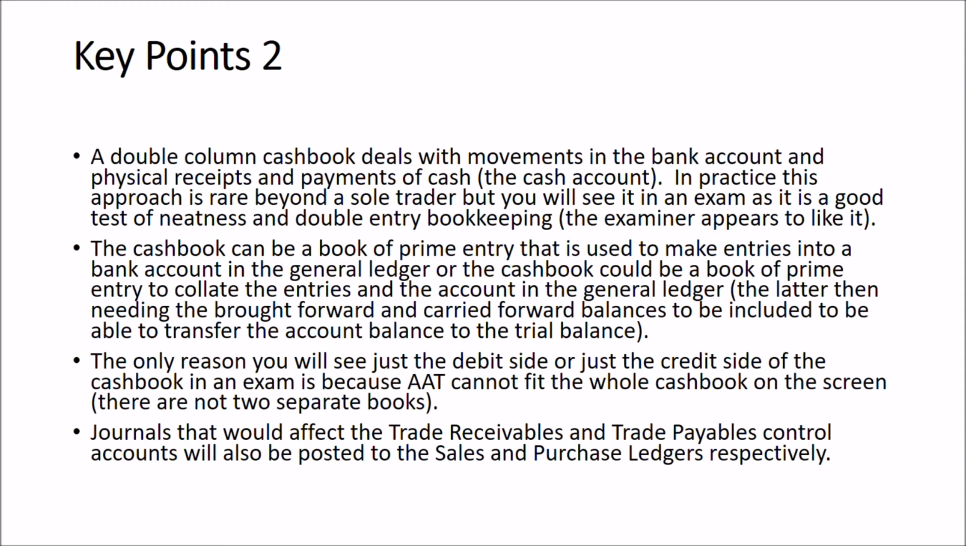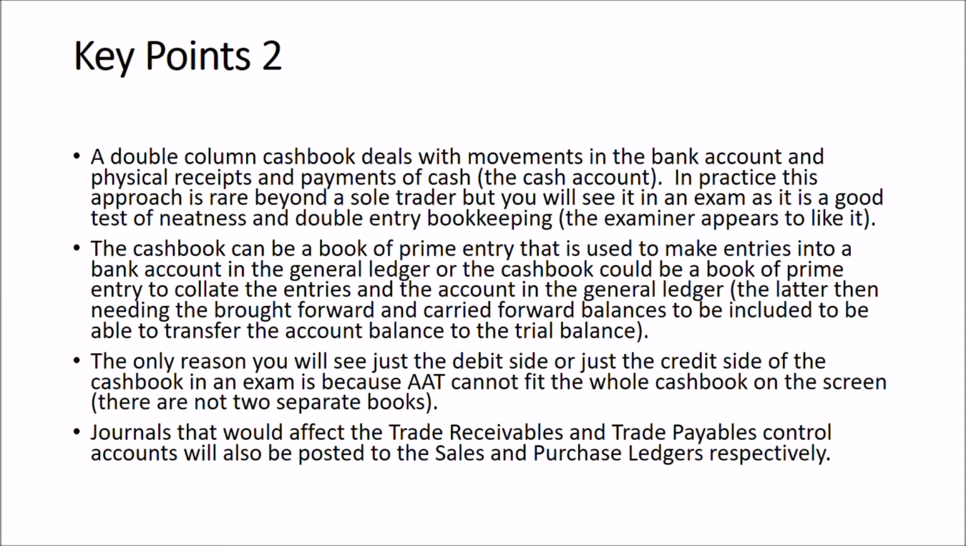The reason for that is the need to use a bank reconciliation, which is part of the principles and controls unit. But we're going to go through it here to explain why we always have the cash book as the book of prime entry and also forming the T account within the general ledger. Quite often you will only see in the exam the debit side of the cash book or the credit side of the cash book.